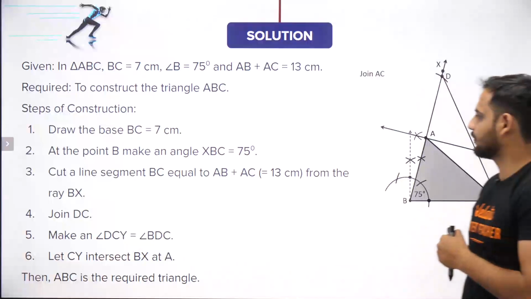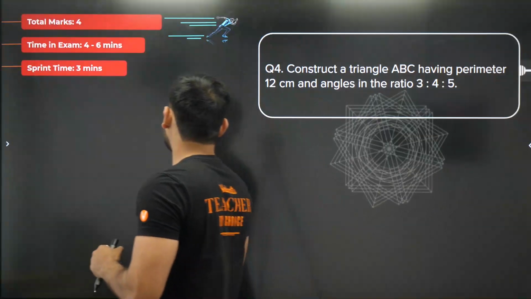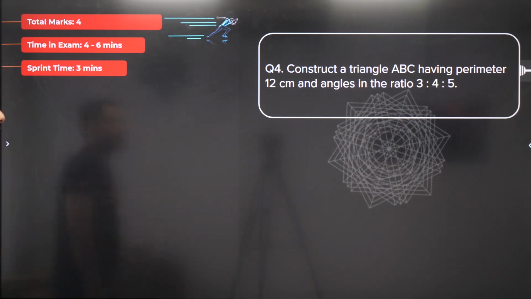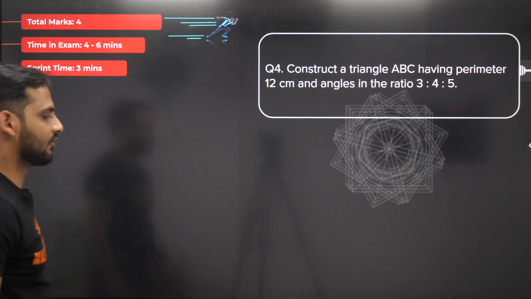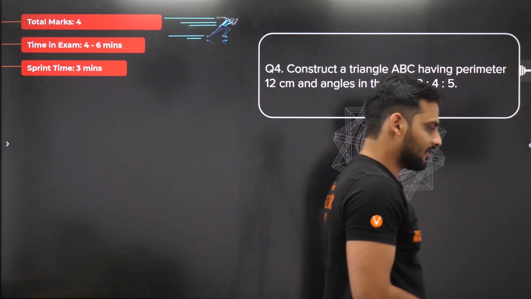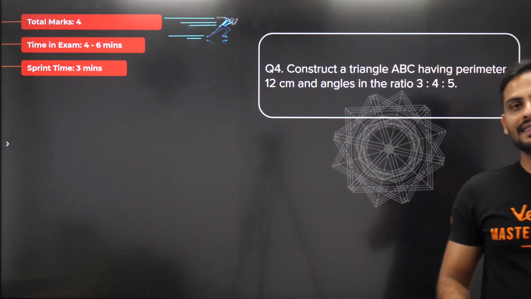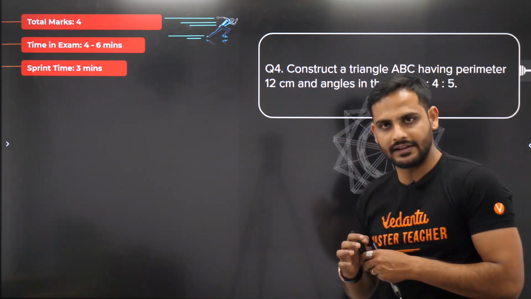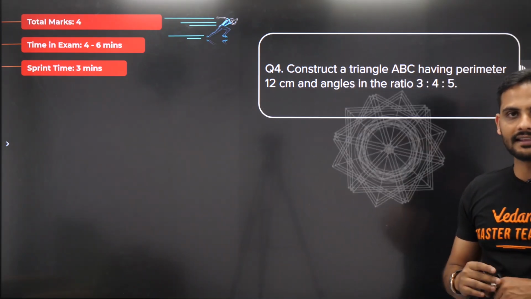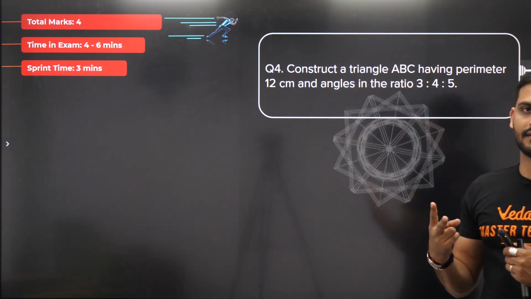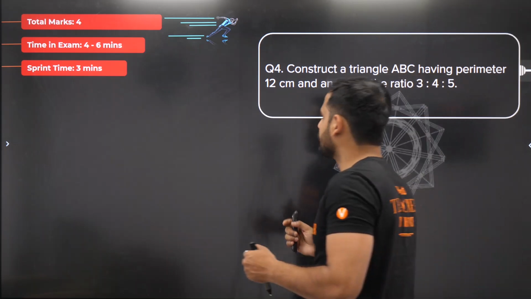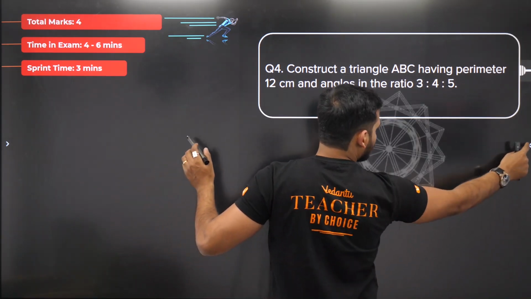So this is one type of construction. Now let's move to the next part. Construct a triangle ABC having perimeter of 12 centimeter and angles in the ratio 3:4:5. So now this is the next type of construction in which they will give you the perimeter of the triangle. Perimeter of the triangle means sum of all the three sides, and they will give you any two angles. Here they have not directly given the angles, but we can find them out.